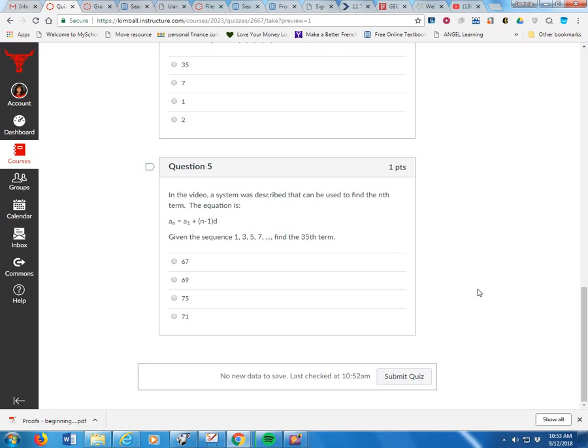Okay. So that's it for this section. You've got CK12 and the big ideas problems for this.